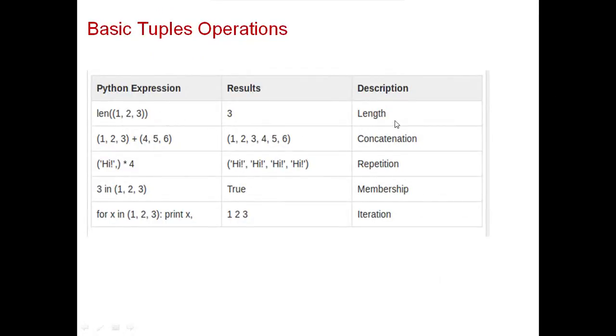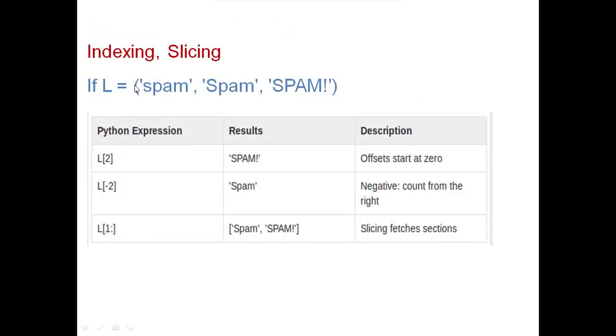Len will say the number of elements in the tuple, and this is for concatenation. Already we have seen this is for repetition. The in operator, as it works for strings as well as for lists, will also work for tuples. And this is how you can iterate through the tuples. As we iterate through the string and the list, you can also iterate through the tuples. And then indexing and slicing, this is just a recall.